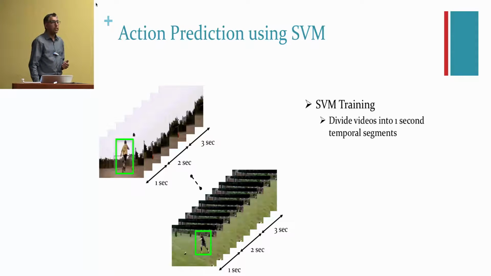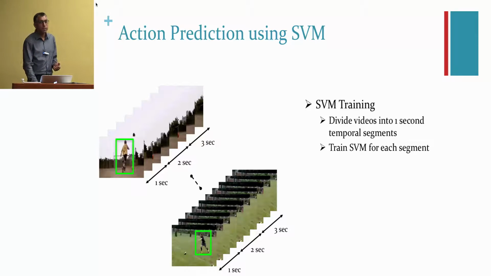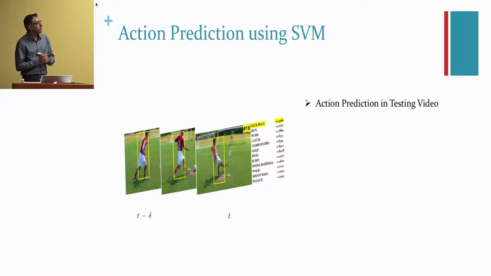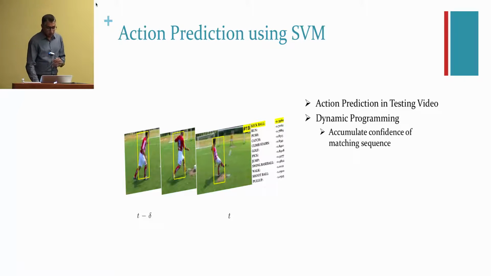We divide these videos into temporal segments of 1 second each. So going from 0 to 1, 1 to 2, and so on, and learn an SVM on each temporal segment for 1 second, 2 seconds, and so on. Now, at the time of prediction in our testing video, we estimate the prediction score for each action as shown over here. And for that, we use dynamic programming, which accumulates confidences by matching sequences from training to testing videos.